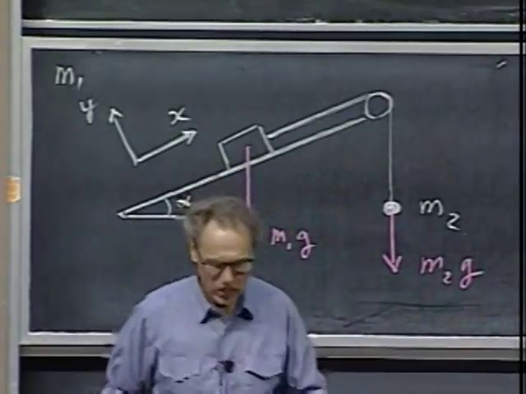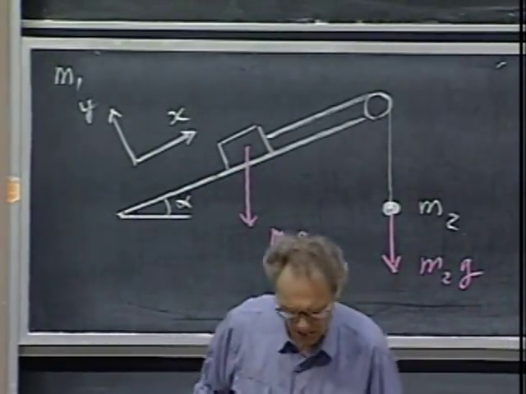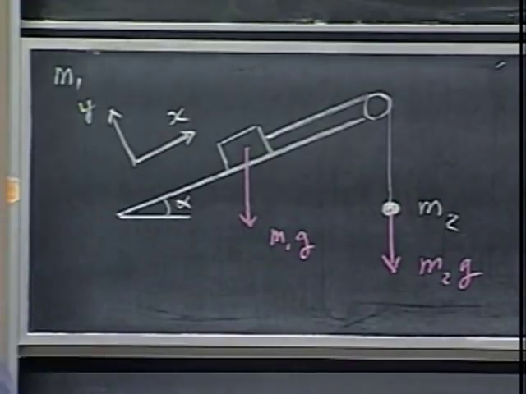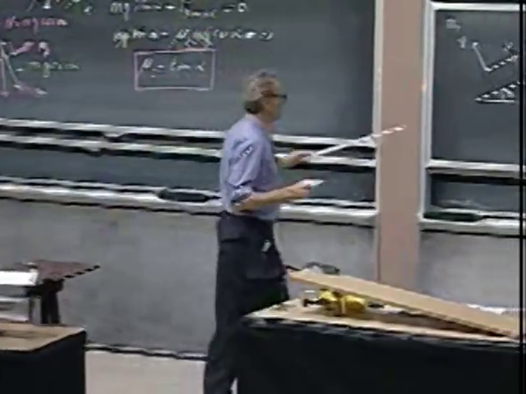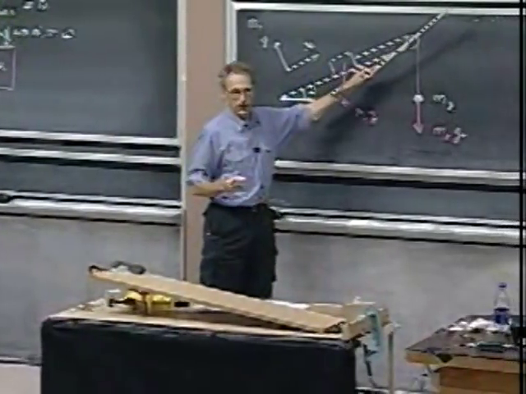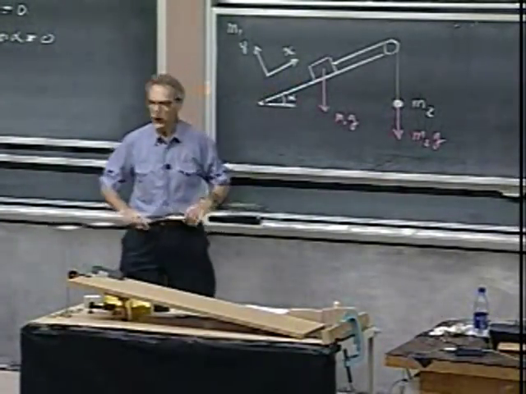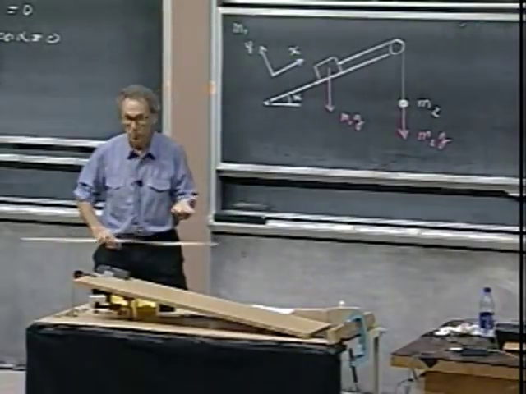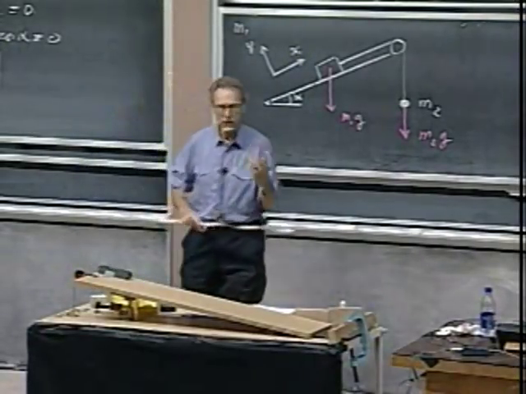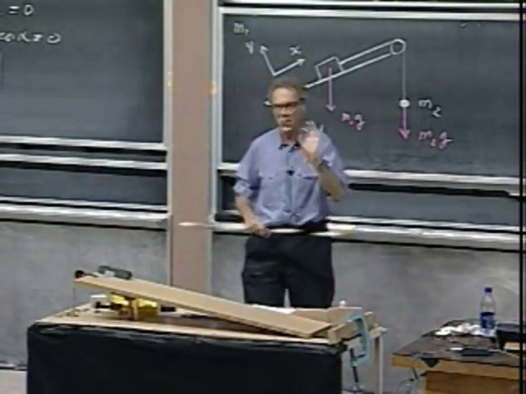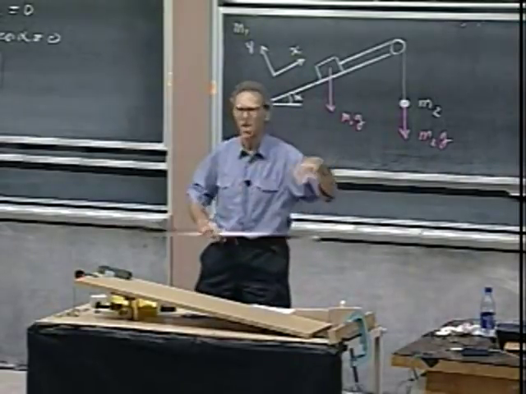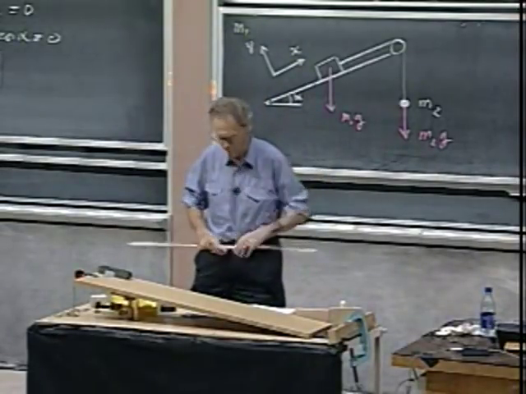And now comes a major problem. The biggest problem is that you do not know in advance whether this system will start to accelerate in this direction, or whether it will start to accelerate in this direction, or whether it will not accelerate at all. It's quite possible. And all these three cases, as you will see, have to be dealt with independently. You cannot do it with one equation, as you will see.